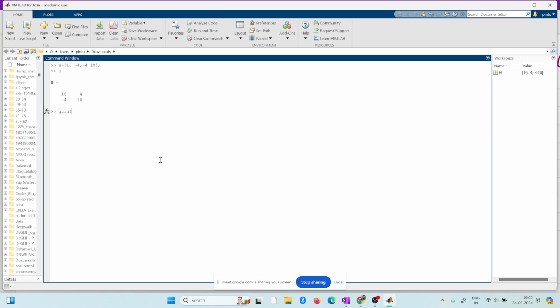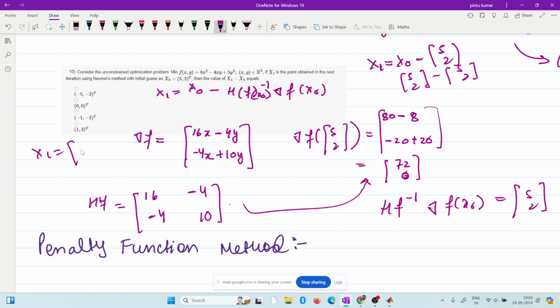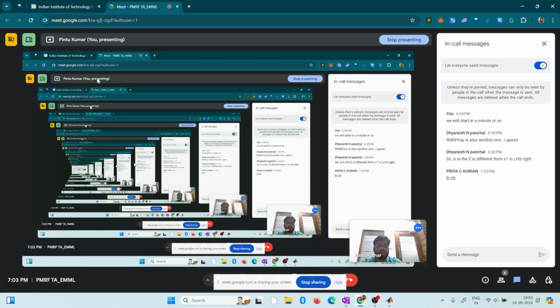And what is my gradient? Grad F is nothing but 72 comma 0. So if I do H inverse times grad F, okay, I made a spelling mistake, so it's grad F now, that's fine. I get 5 comma 2. Great. So my x1 is x naught minus 5 2. X naught is 5 2, and I subtract 5 2 again. So I obtain my x1 to be 0 comma 0, and it is asking what is x1 minus x naught. So this is minus 5 comma minus 2. Okay, now I can just share that screen.